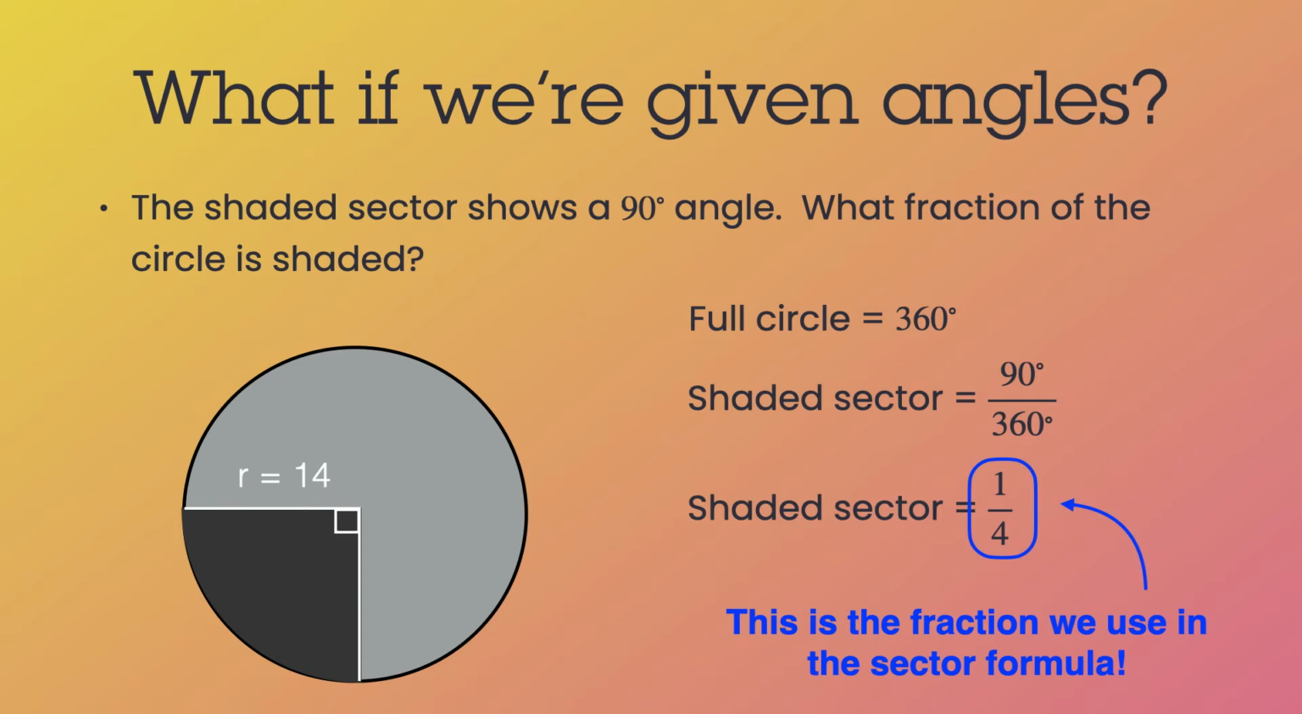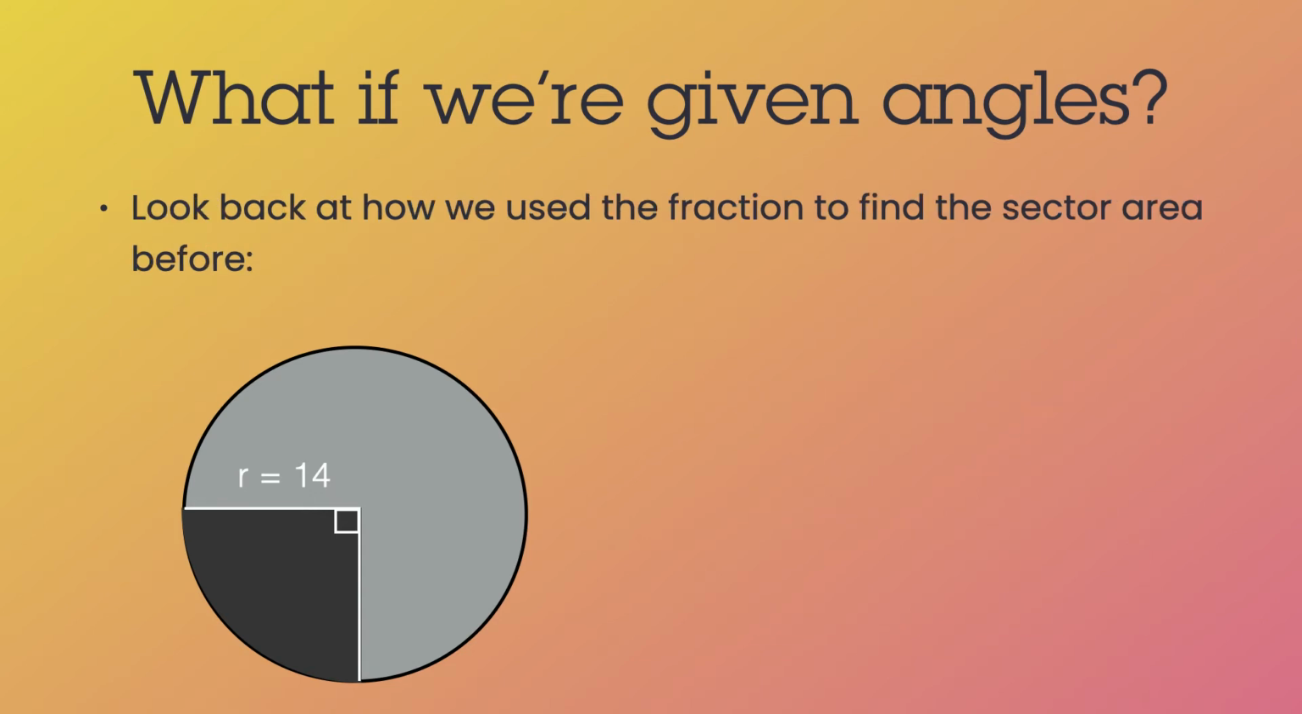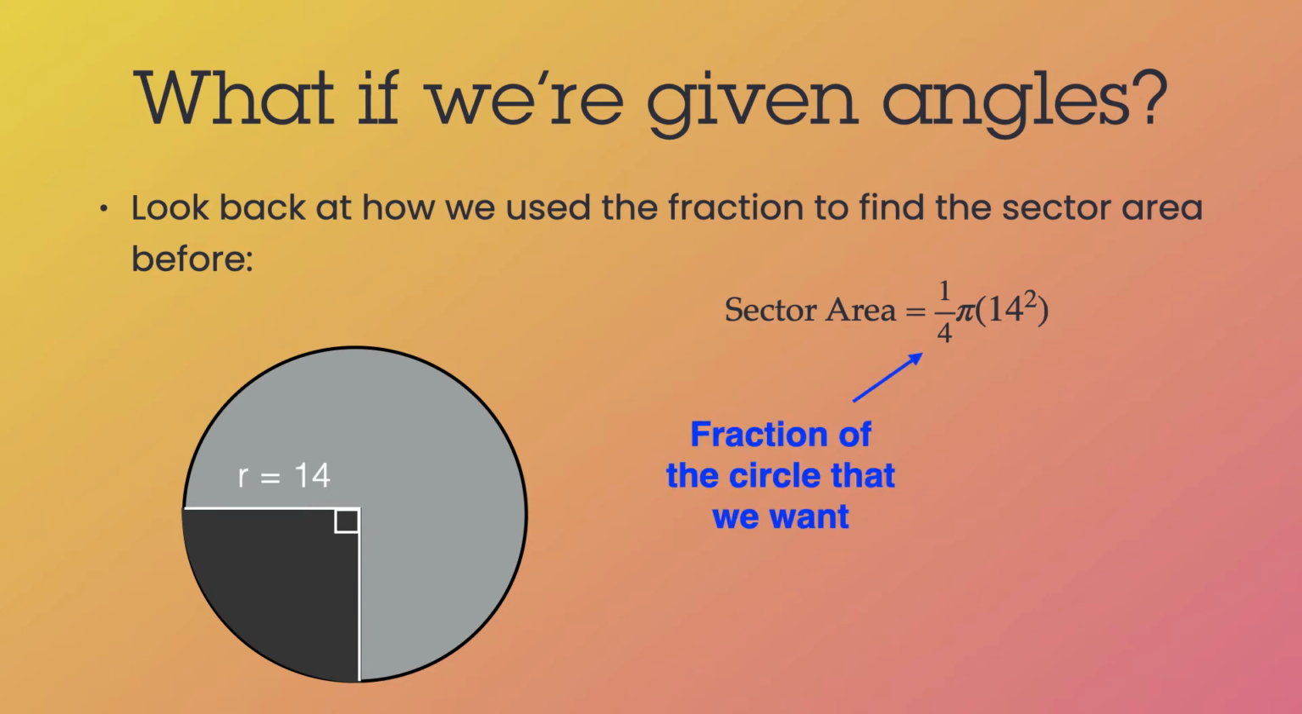So let's put this all together and look at how we used that fraction in the sector area. This is what we did before. We said sector area was 1/4 of pi times 14 squared. So that 1/4, that's the fraction of the circle that we want. And of course, the 14 was the radius.